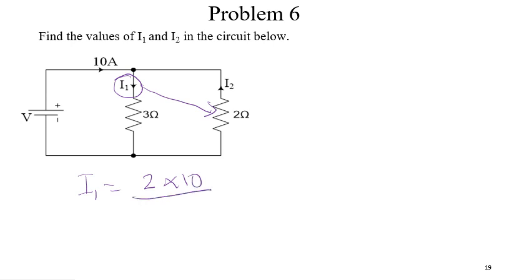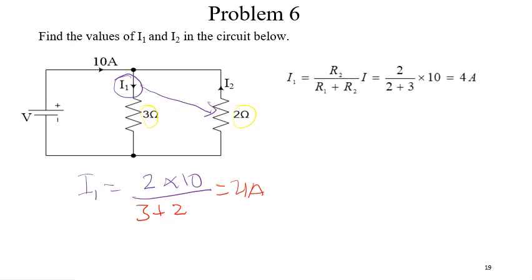Then we divide it by the sum of the resistances. So we sum these resistances, and it becomes 3 plus 2, so I1 is equal to 4 amps. This is the formula: I1 equals R2, the second resistor, divided by the sum, multiplied by the current. So we get 4 amps.